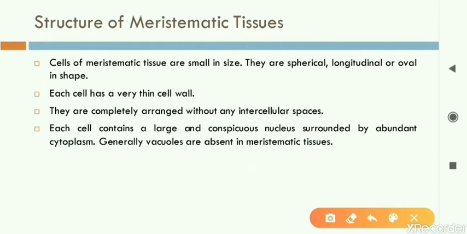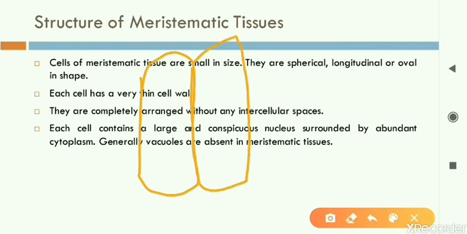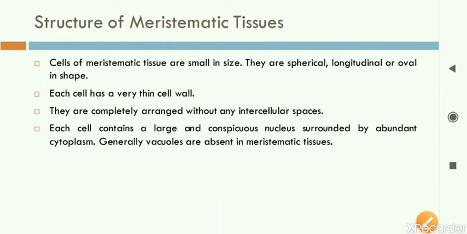Next one, each cell has a very thin cell wall. What is the cell wall? That is the outer boundary of the cell, and it is very thin. Next one, they are arranged without any intercellular space. Between adjacent cells, between the different cells, you will not find any space. Different cells will be joined together. Suppose this is a cell, another one will be exactly attached to it. In between you will not find any space between the different meristematic cells.